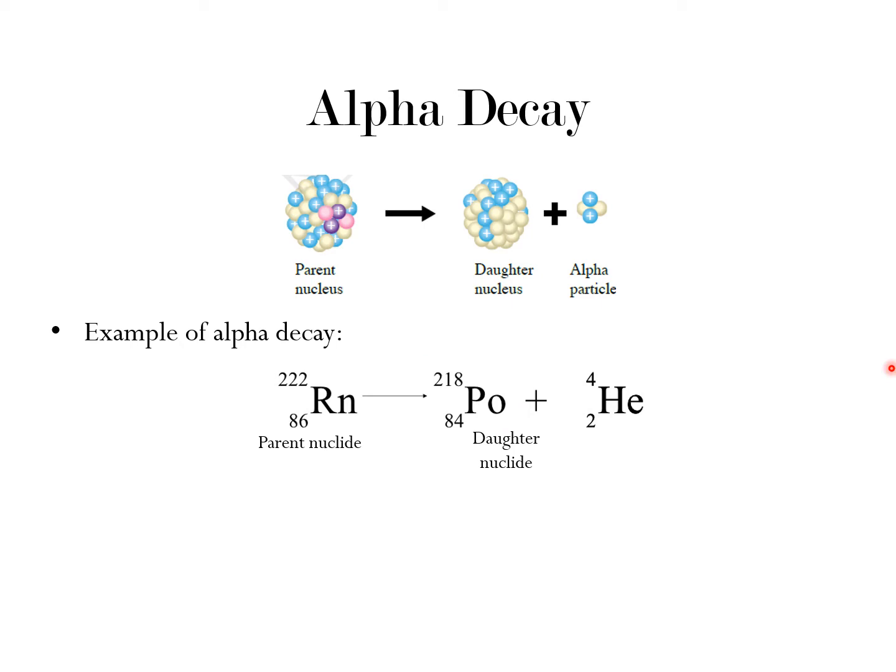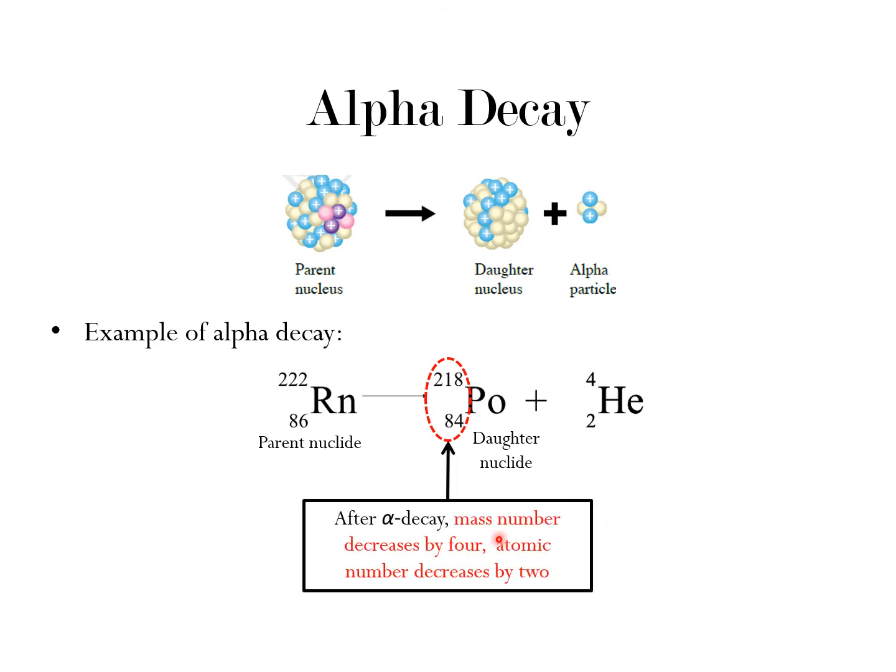An alpha particle has a mass of 4 and a charge of +2. So when an atom loses an alpha particle, the mass number decreases by 4 and the atomic number decreases by 2. In other words, we can say that an alpha decay is the loss of an alpha particle.